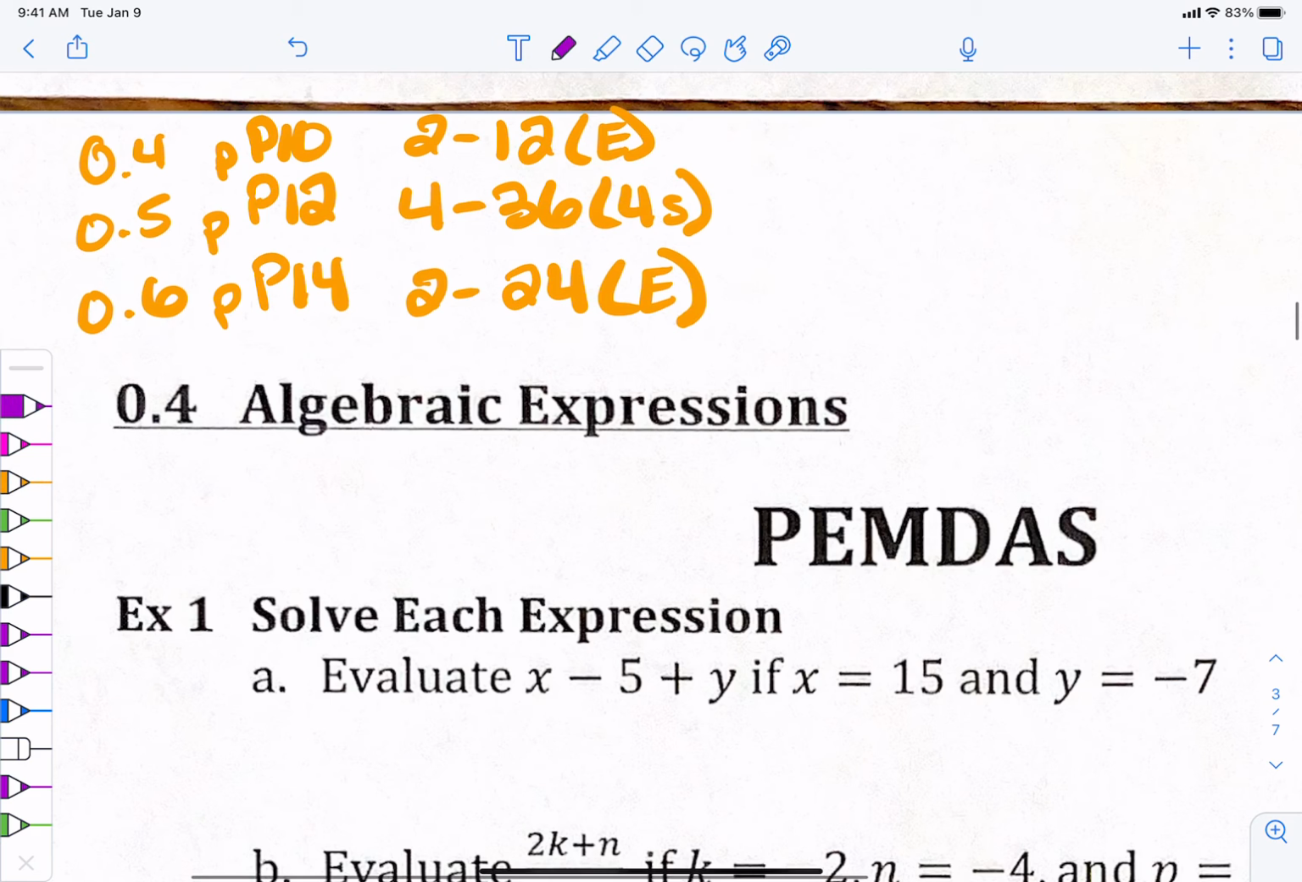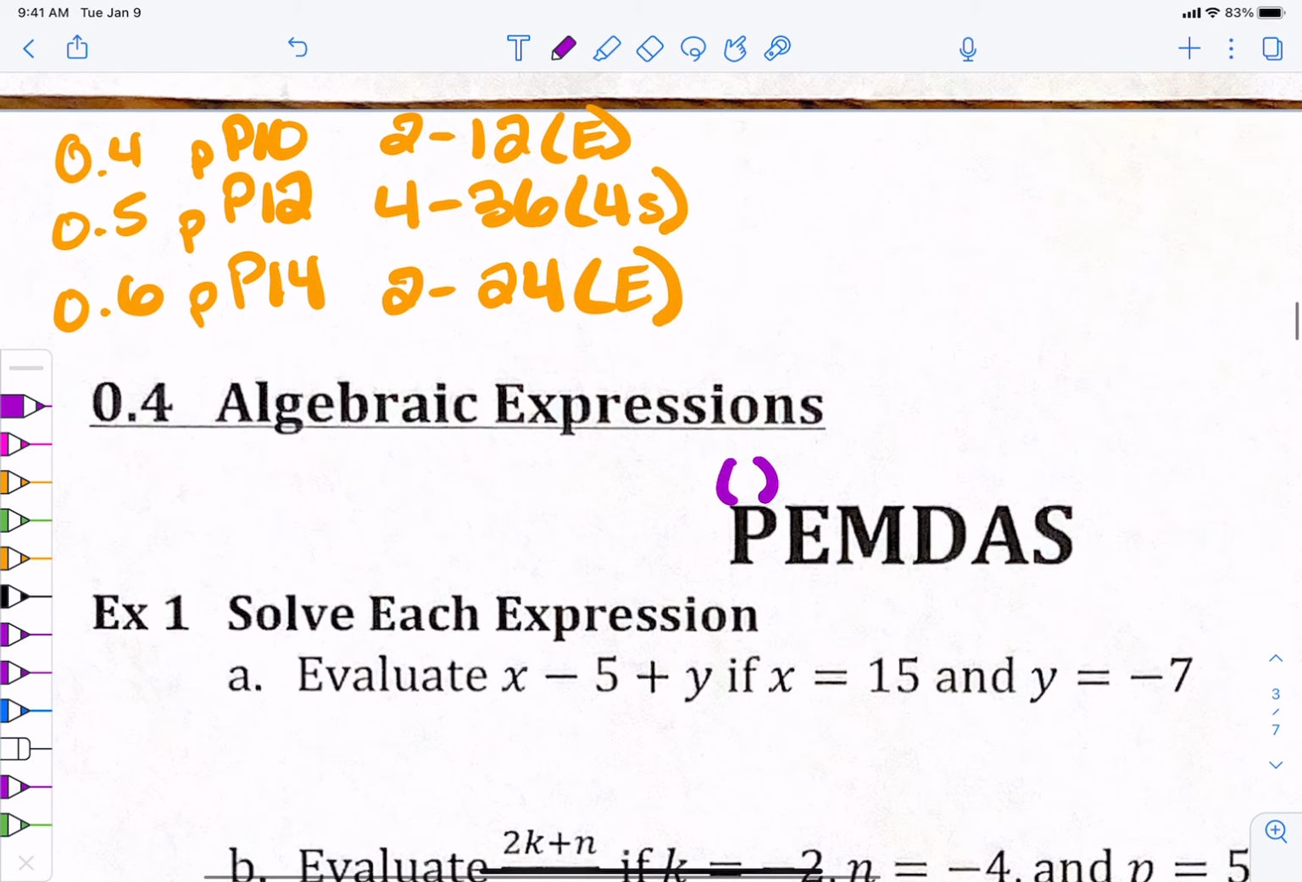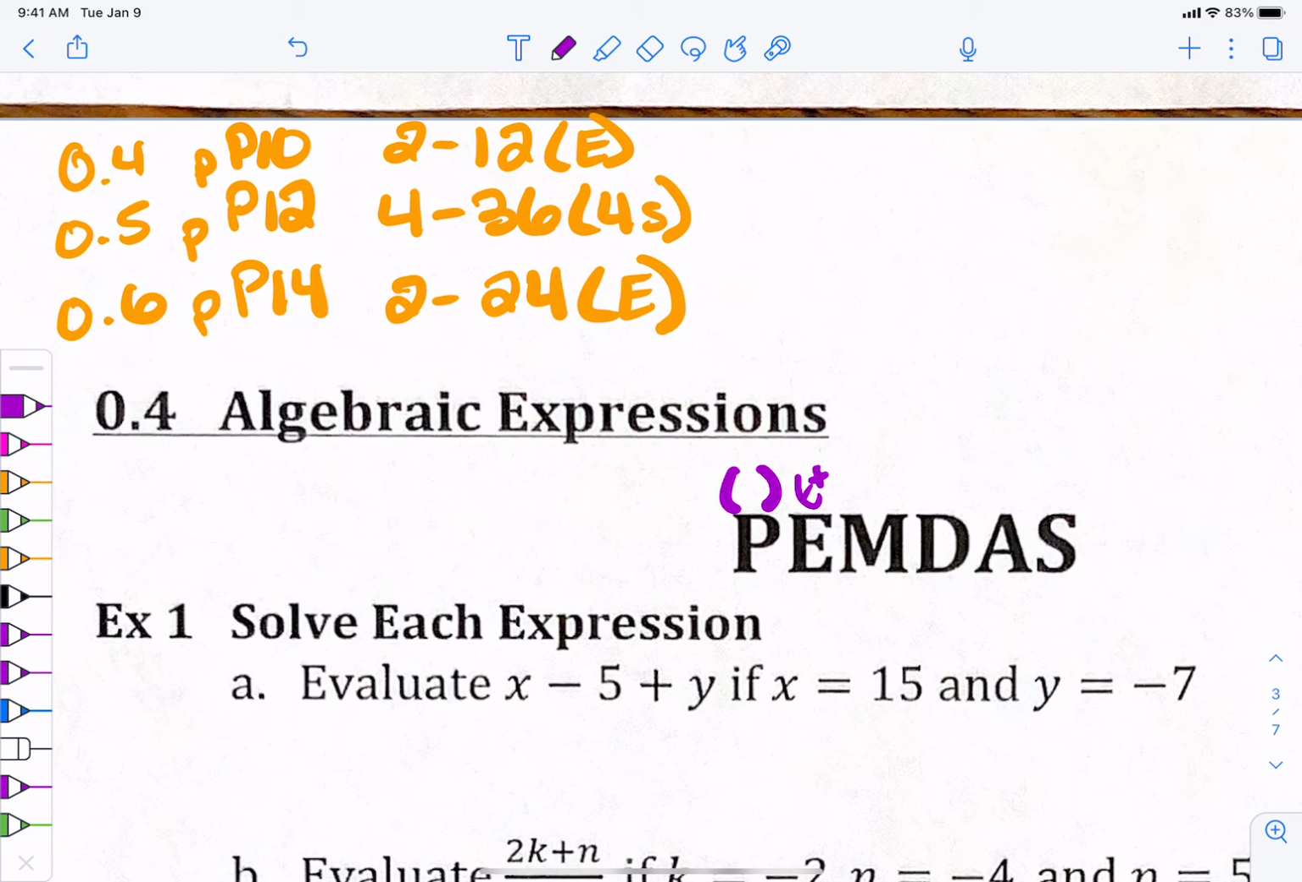P stands for what? Parentheses. I'm going to just do parentheses up there. E stands for? Exponents. EXP. Multiplication, division, those are both together. So times and divide. And then add, subtract are all on the same level. So plus and minus. So we really have 4 levels of PEMDAS because multiply, divide is on the same level. Add, subtract is on the same level.